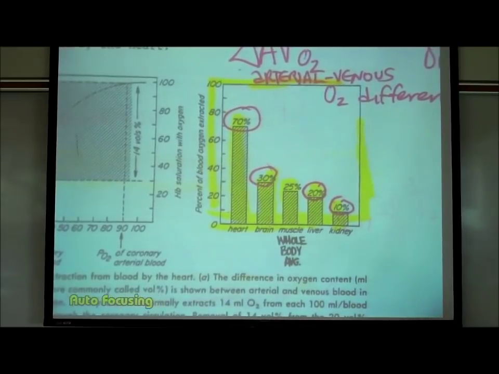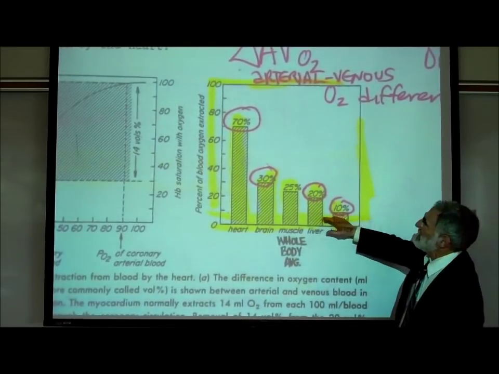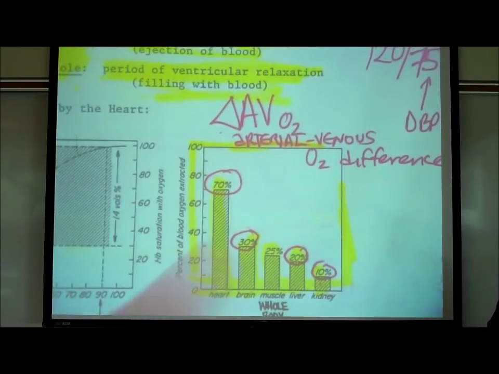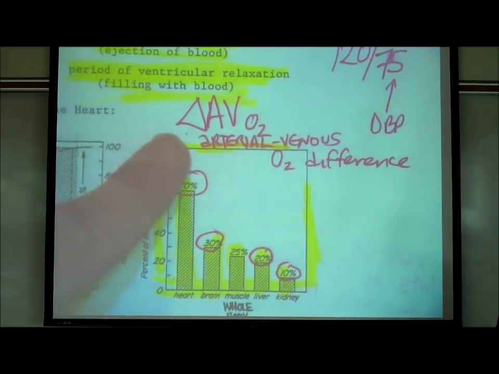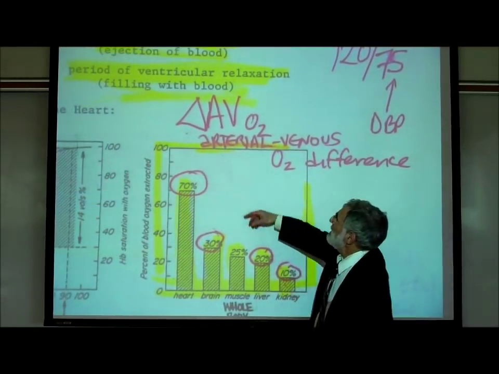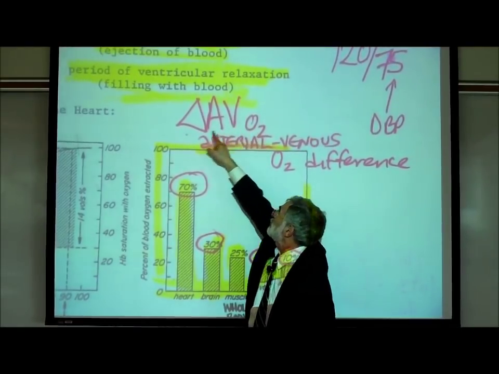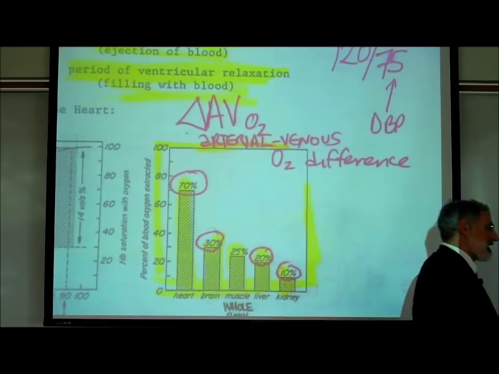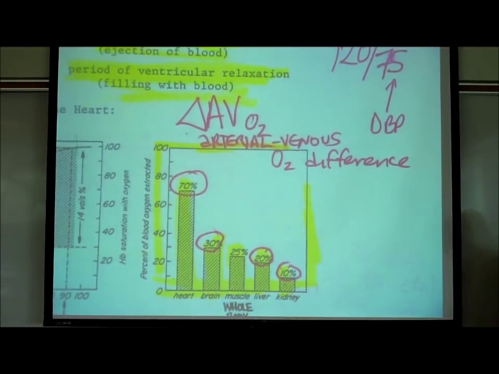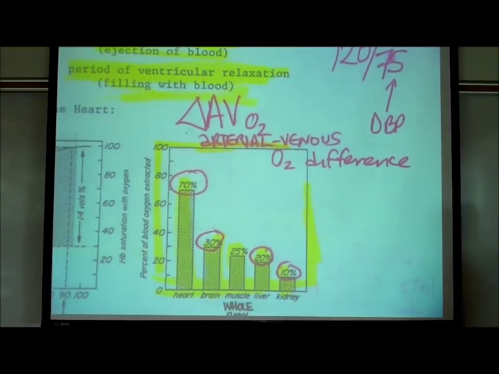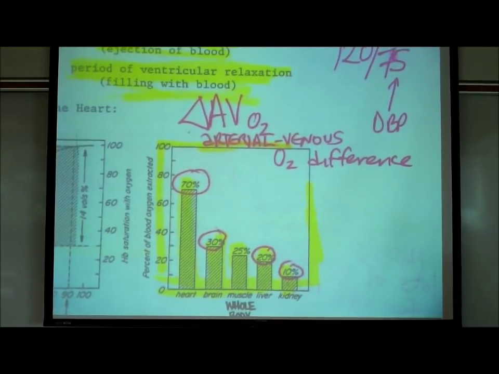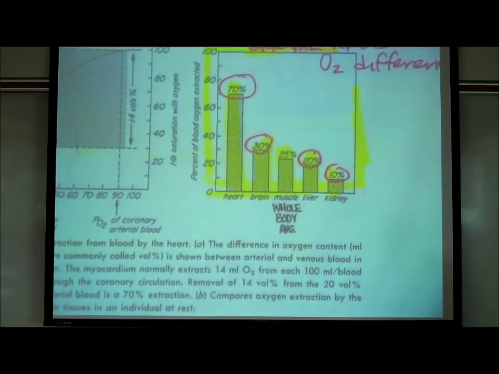As a result, let's look at this bar graph on the lower right. This bar graph is indicating, and I wrote this at the top, the delta AVO2. So our first thought is, what the hell is the delta AVO2? That means the arteriovenous oxygen difference. The difference in oxygen between the artery and the vein. Arteriovenous, that's what it says here. Arteriovenous, not atrioventricular in this case. Arteriovenous oxygen difference. All right, so let me explain this.